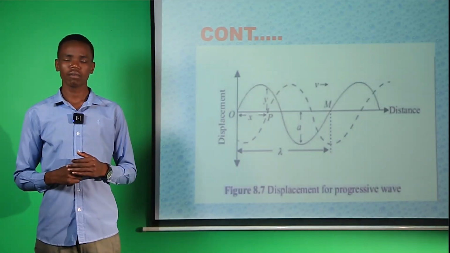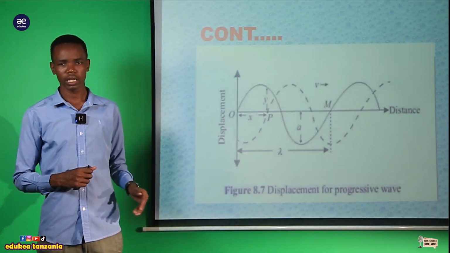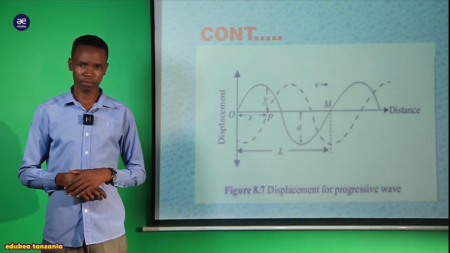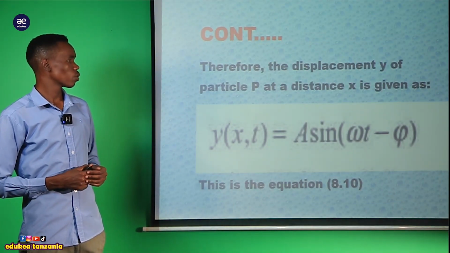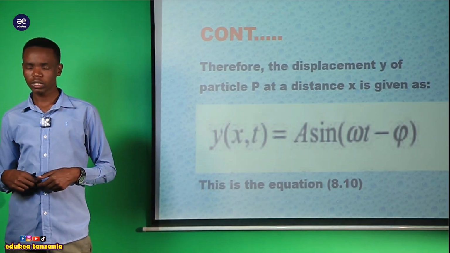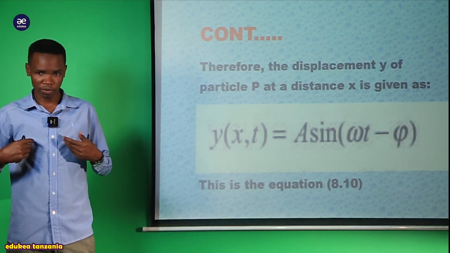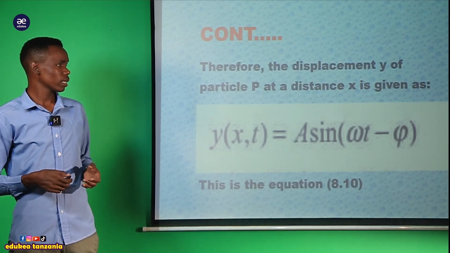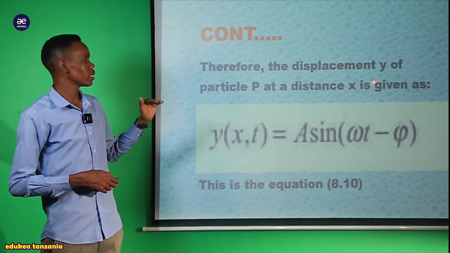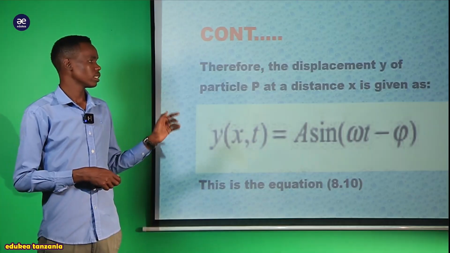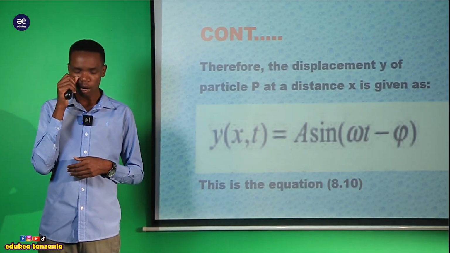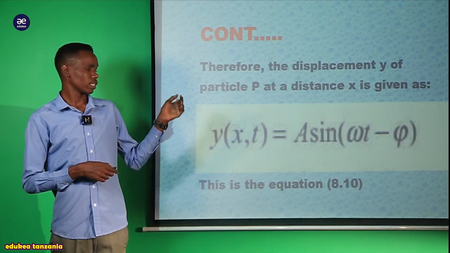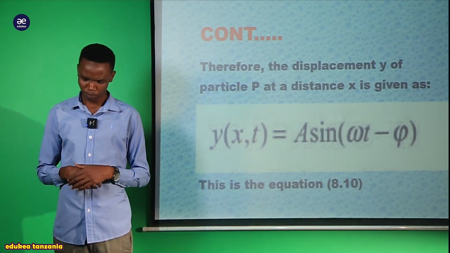My dear students, after looking at this figure that explains the displacement of the progressive wave, now it is time to conclude and produce our observation from the figure, the past figure. We should say that therefore the displacement y of the particle P at a distance x is given by this one. How can we get the displacement y of the particle P at a distance x, my lovely students?